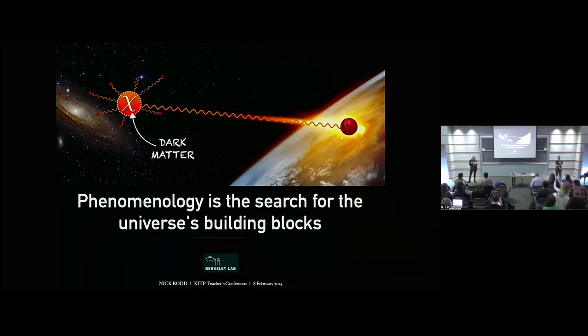It is my pleasure to introduce Nick Rod. He is a divisional fellow at Lawrence Berkeley Laboratory, where he specializes in the search for dark matter, effective field theory, and collider physics. He was previously a staff member at CERN and a Miller Fellow at Berkeley, and he will be answering the question, what is phenomenology?